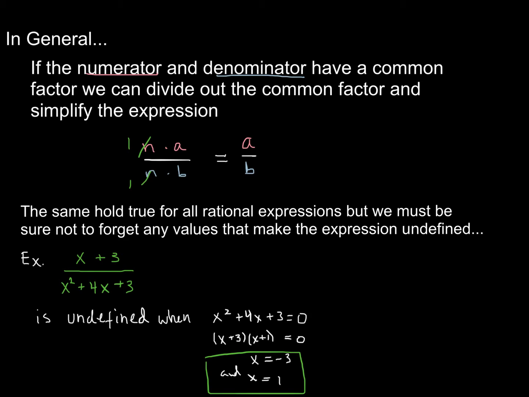Okay, so as you'll recall, a rational expression is undefined when the denominator is equal to 0. So we set our denominator equal to 0 and solve. Here we can factor this nicely, and so we can see that the denominator will be equal to 0 when x is equal to -3, or when x is equal to -1.